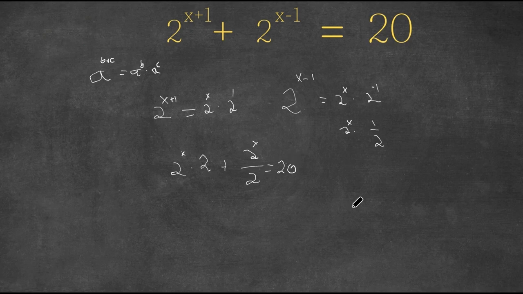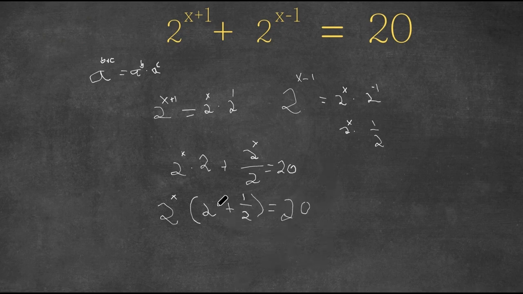So now, as you see, we have our equation, and if you notice, we have two terms with 2 to the power of x. So now what we're going to do is factor out 2 to the power of x. If we factor out 2 to the power of x, we get 2 to the power of x times 2 divided by 2 to the power of x, which is simply 2, plus 1/2 times 2 to the power of x divided by 2 to the power of x, which is simply 1/2. So we have 2 to the power of x times (2 plus 1/2) equals 20.